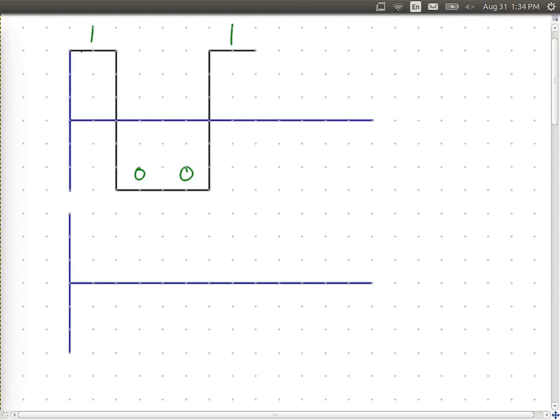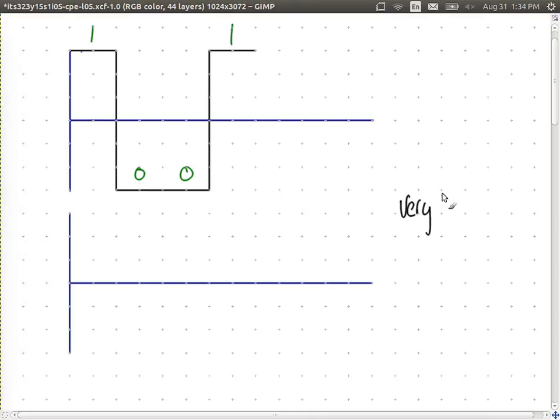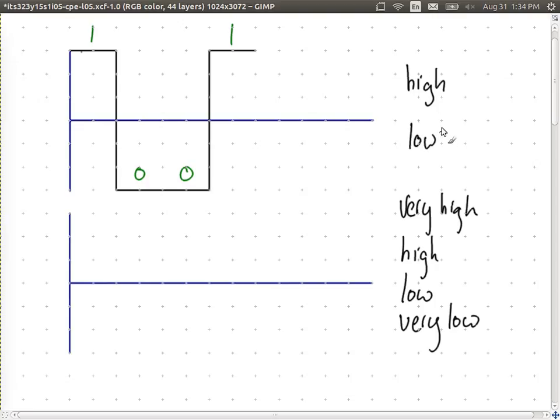Let's first define the mapping. With four levels, we're going to have something like very high, high or positive, low, and very low, as opposed to just high and low in this case. We would actually define the absolute magnitudes of those. Here we had high was 1, low was 0. So we could have a different mapping here. Very high is 1, 1, high maybe 1, 0, low 0, 1, and 0, 0.